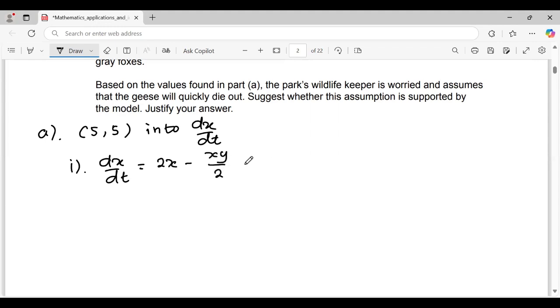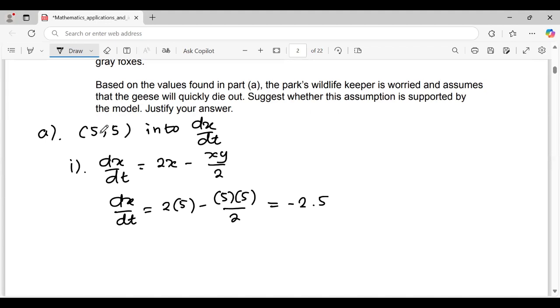If we substitute x and y into this equation, dx/dt becomes 2 multiplied by 5 minus 5 multiplied by 5 over 2. When you calculate, it is minus 2.5, because 10 minus 12.5. So this is minus 2.5.